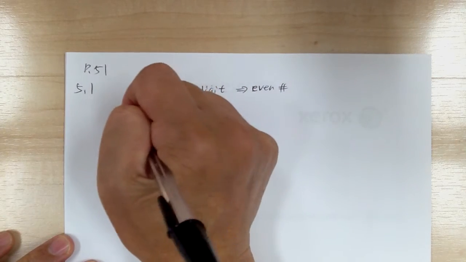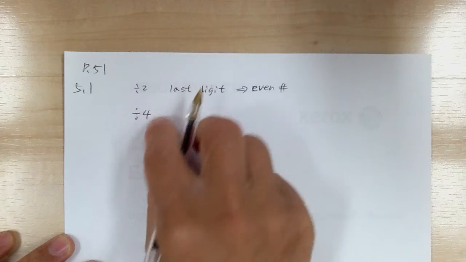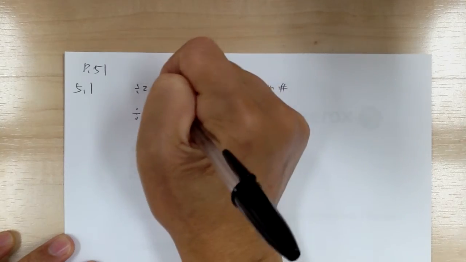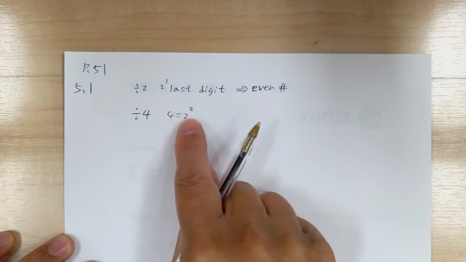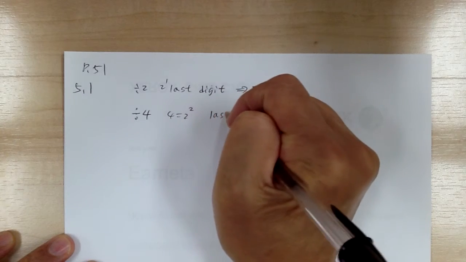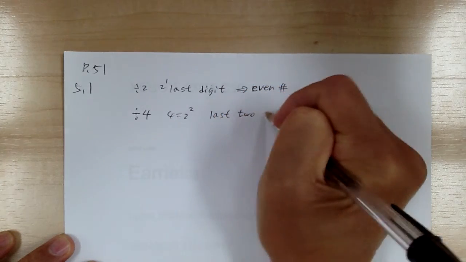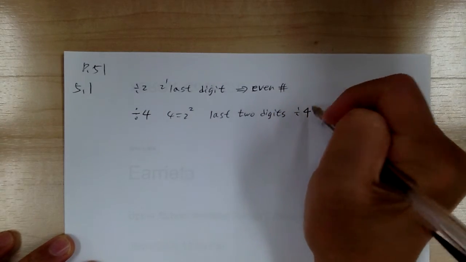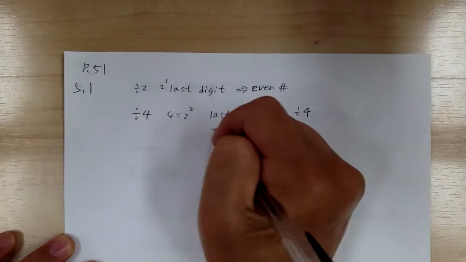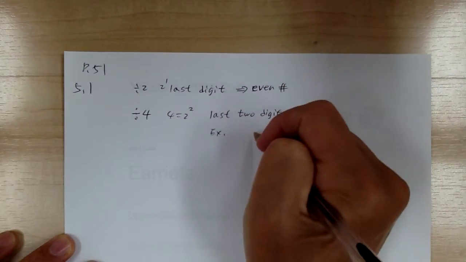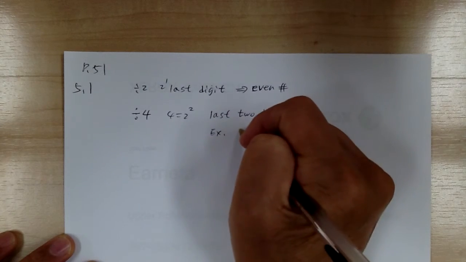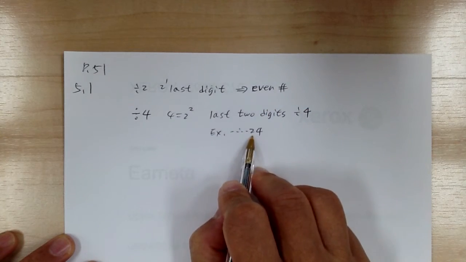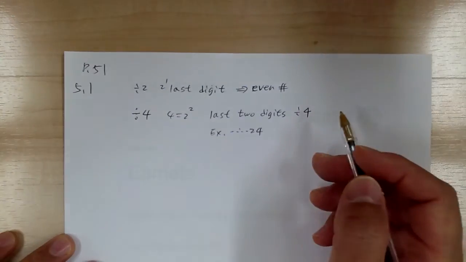So to test divisible by 4, since 4 is equal to 2 squared, so this is 2 to the 1 power. So you look at one last digit. Now this is 2 to the second power, so you look at the last 2 digits. The last 2 digits have to be able to divide by 4. For example, if you look at like 24, it doesn't matter what digits are over here. You have to look at the last 2 digits. So if the last 2 digits can divide by 4, then it's divisible by 4.